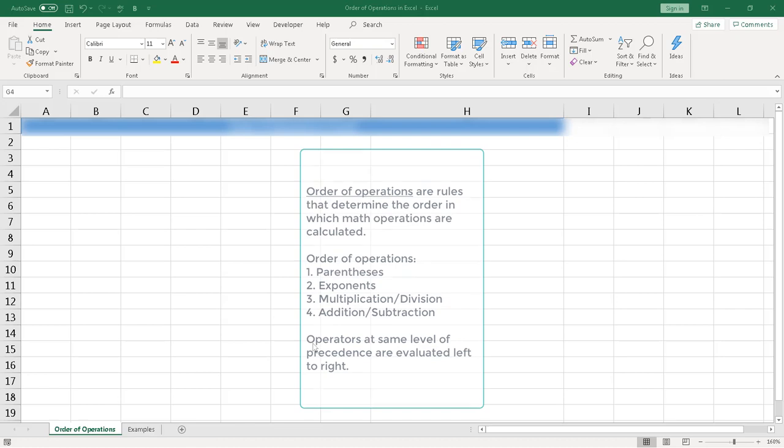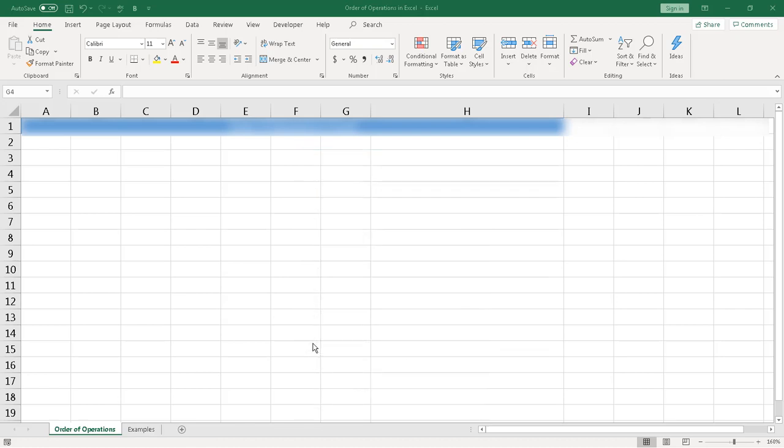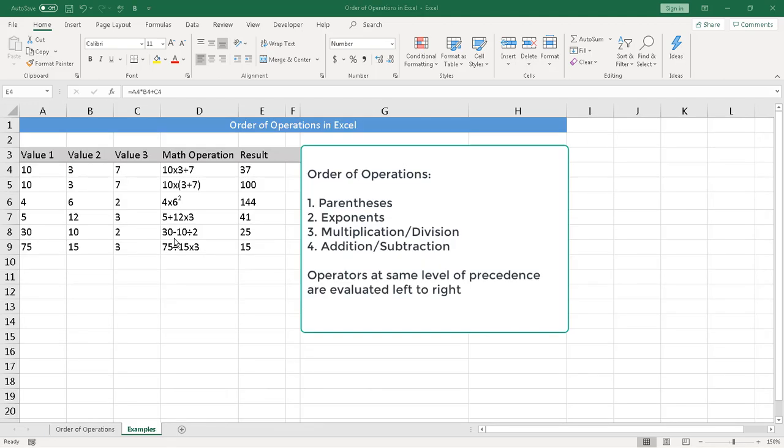Now that we have a brief overview of the order of operations, let's look at some examples. Here we have numerical values in columns A, B, and C. In column D, we have the math operation to be resolved. In column E, we have the result obtained by using Excel formulas. Let's go through the 6 examples one by one.